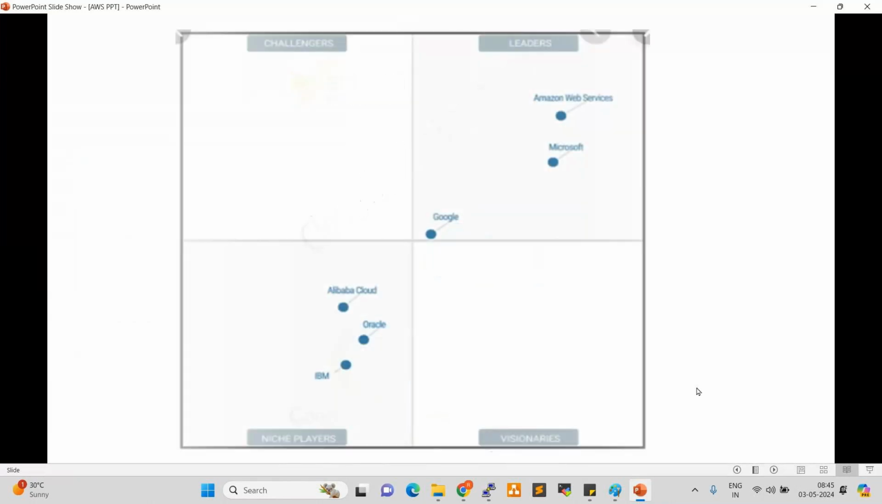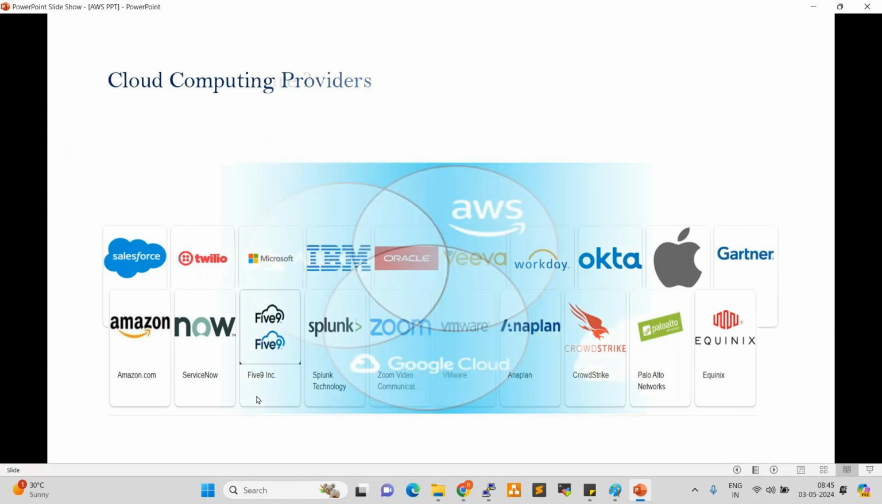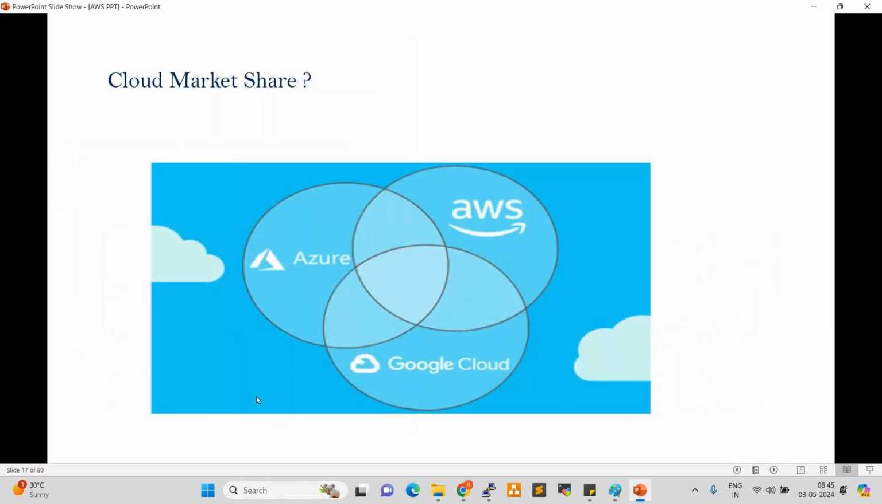Next, these are the quadrants. In the last quadrant, Amazon Web Services is in first place, Microsoft is in second place, Google Cloud is in third place. These are all the small players like Alibaba Cloud, Oracle Cloud, IBM Cloud, DigitalOcean, Fastly, Heroku. Different clouds are there. These are the cloud computing providers.